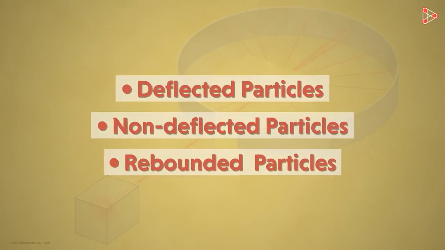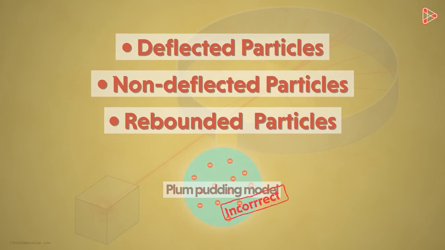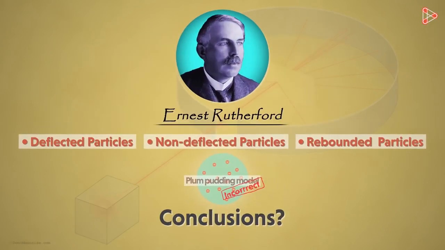These three observations made Rutherford think that the plum pudding model is not really correct. Based on the conclusions he had, he put forward a new hypothesis explaining the structure of atoms. What were his conclusions? Let us have a look at the conclusions by Rutherford, followed by the new atomic model put forth by him, in the next video.